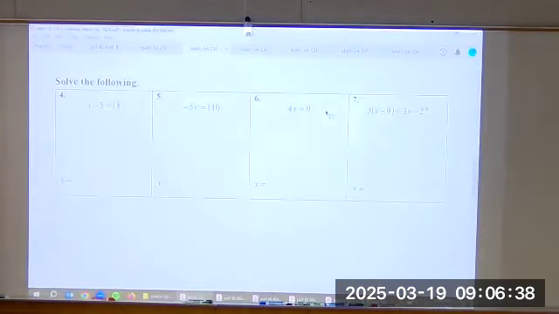Solve an equation. If I can only get them to close the door after they come in.